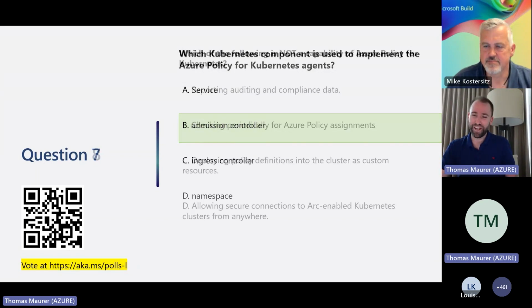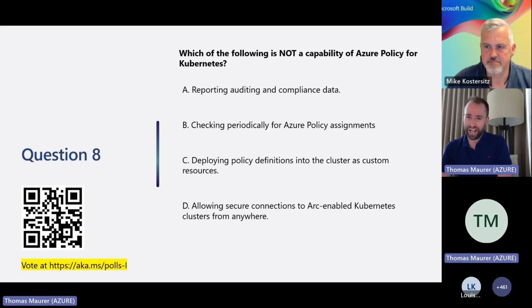So let's move to the next question here. Which of the following is not a capability of Azure Policy for Kubernetes? Is it A, reporting, auditing, and compliance data; B, checking periodically for Azure Policy assignments; C, deploying policy definitions into a cluster as a custom resource; or D, allowing secure connections to an Azure Arc-enabled Kubernetes cluster from anywhere?